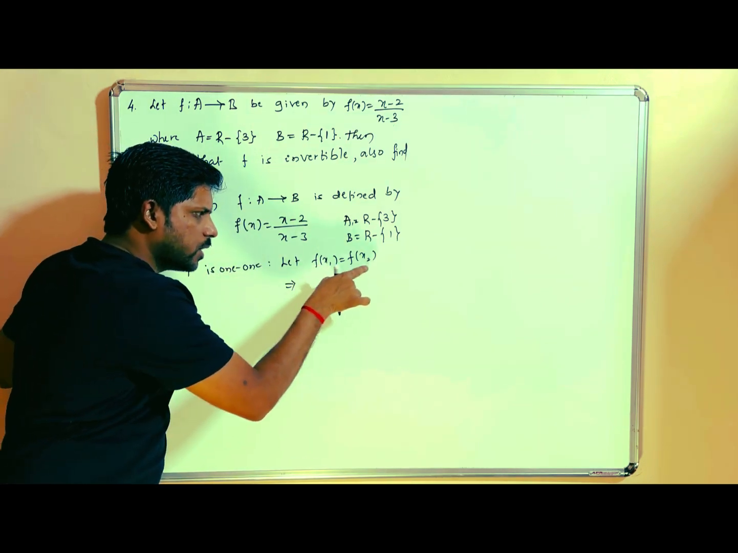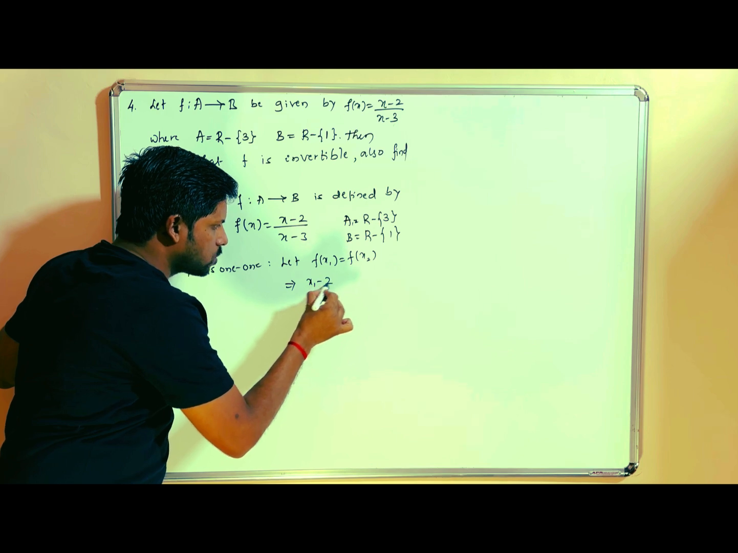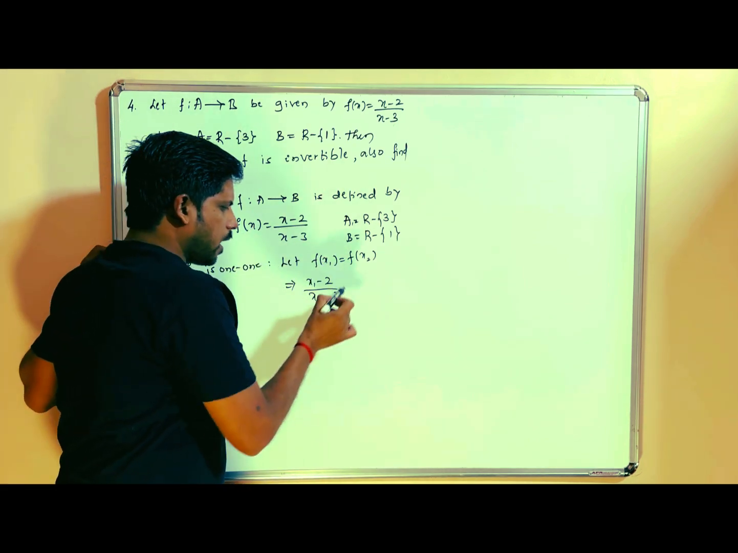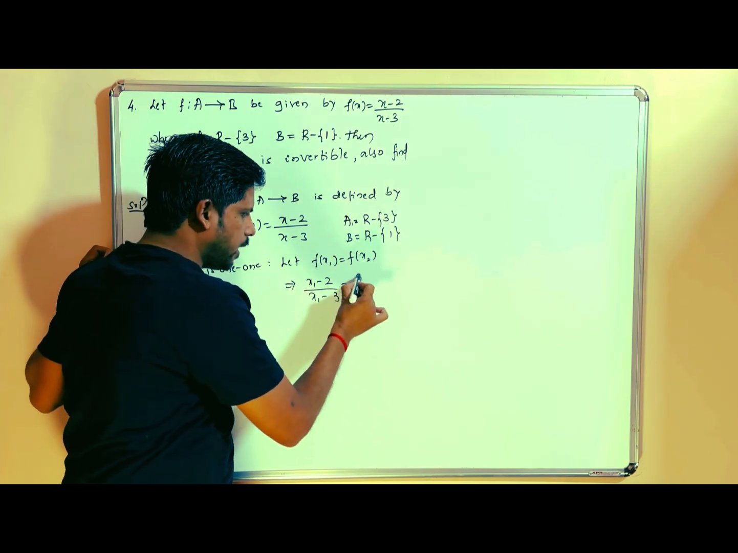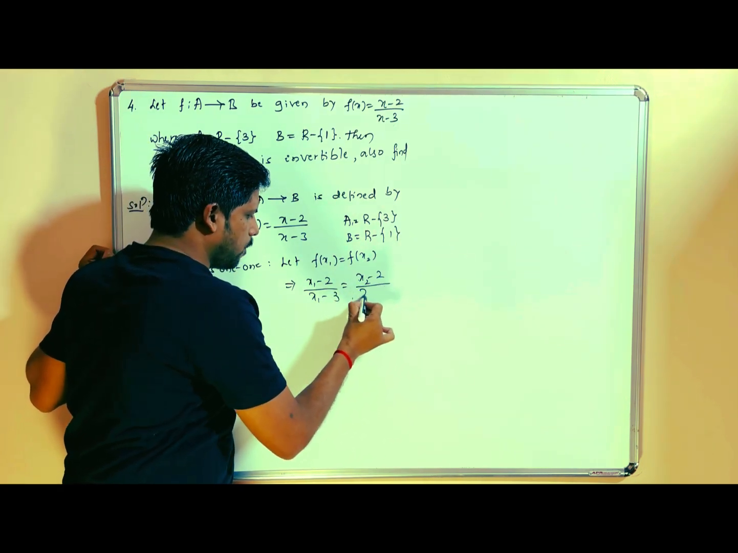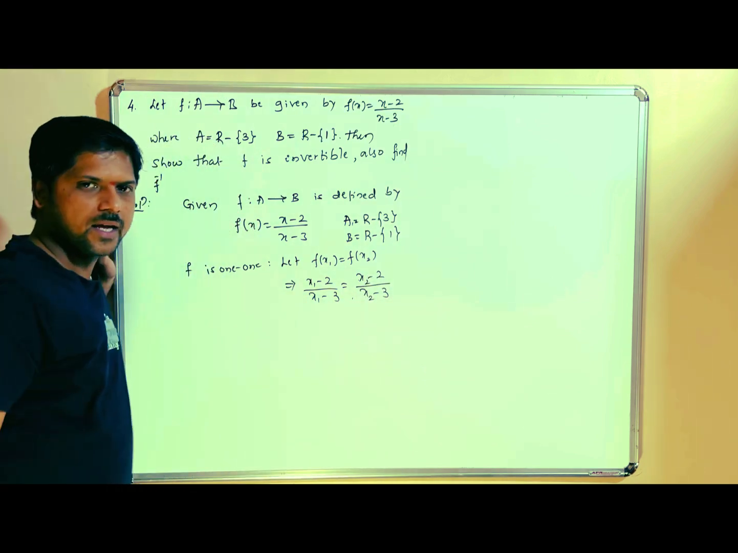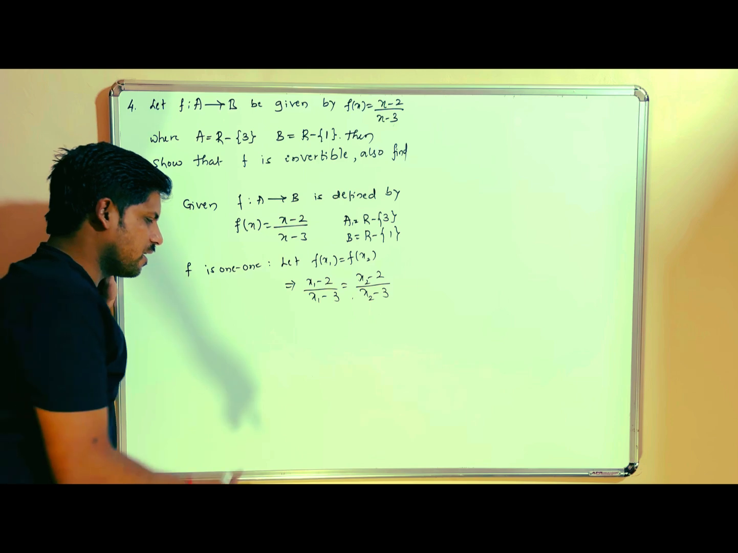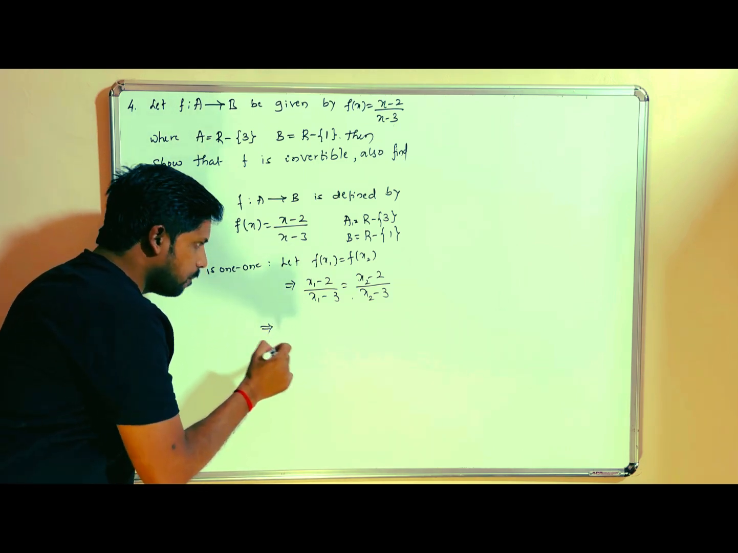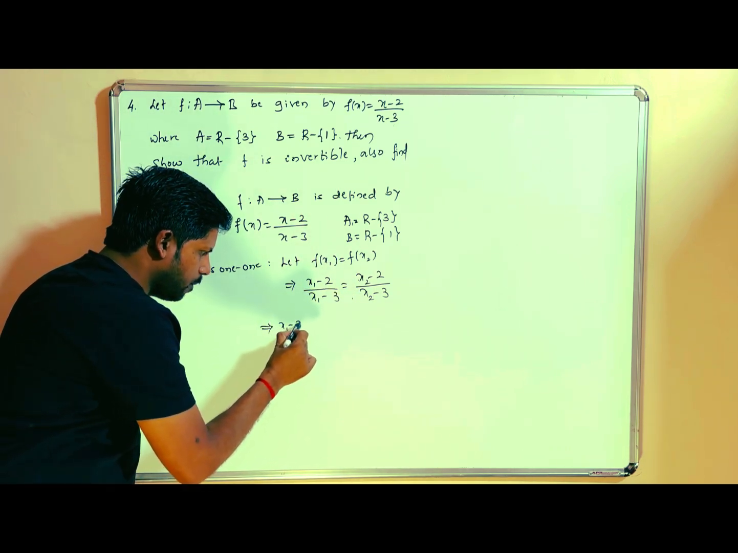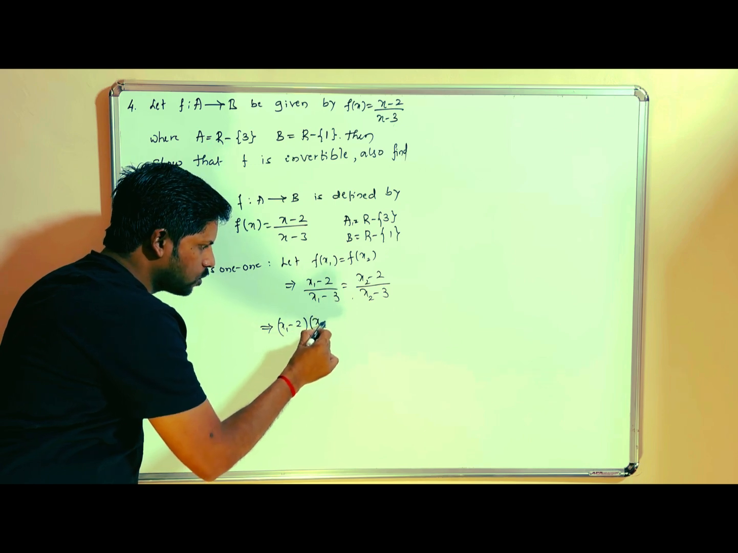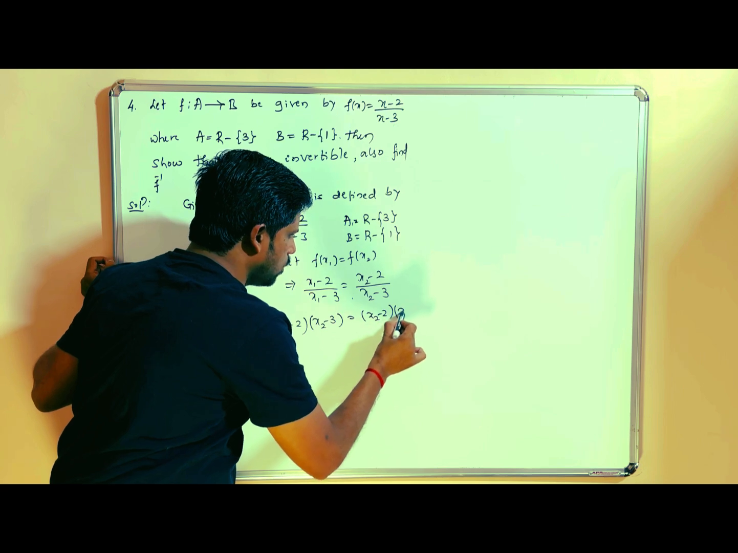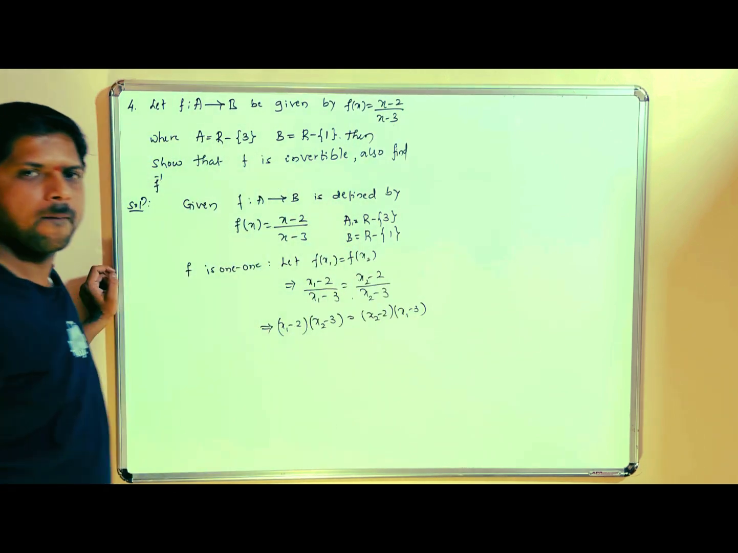Then f of x1 equals x1 minus 2 divided by x1 minus 3, because in place of x we have x1. Here in place of x we have x2, so write x2 minus 2 divided by x2 minus 3. Now cross multiply these two: x1 minus 2 into x2 minus 3 is equal to x2 minus 2 into x1 minus 3.